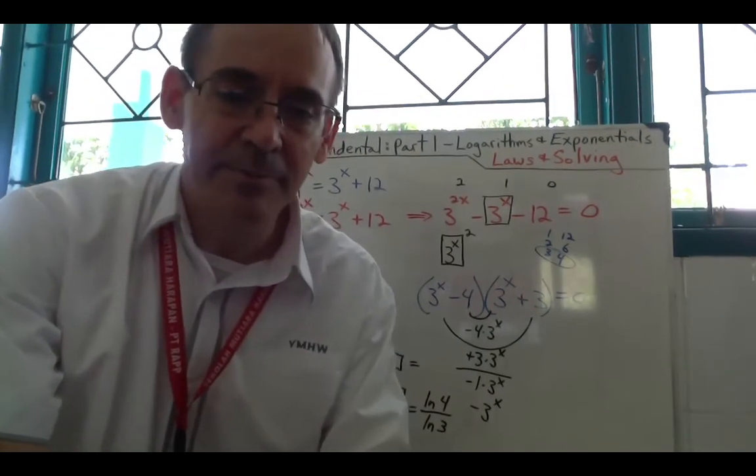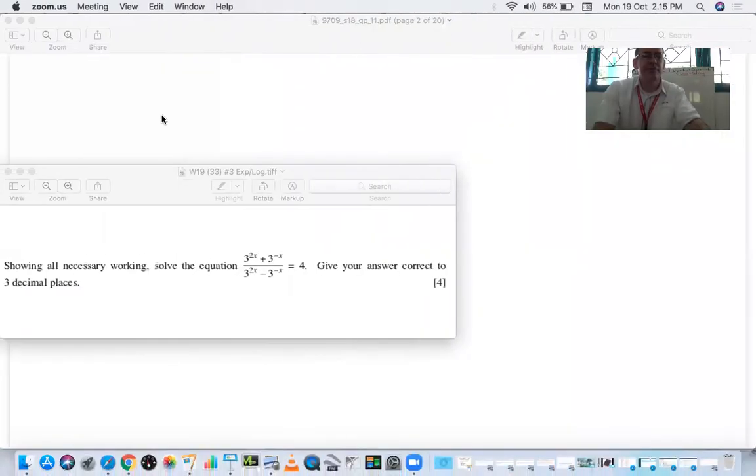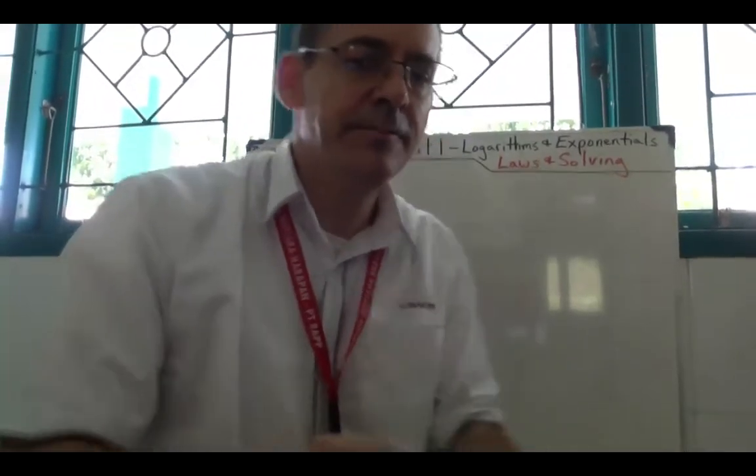And let me set up the next one. Okay, let's look at our second one here. Pull it up on the screen so you can see it. Here's the code up here from Winter 19, paper 33, number 3. Showing all necessary workings, solve the equation (3 to the 2x plus 3 to the negative x) all over (3 to the 2x minus 3 to the negative x) equals 4. Give your answer correct to 3 decimal places. So let's go back to the board.